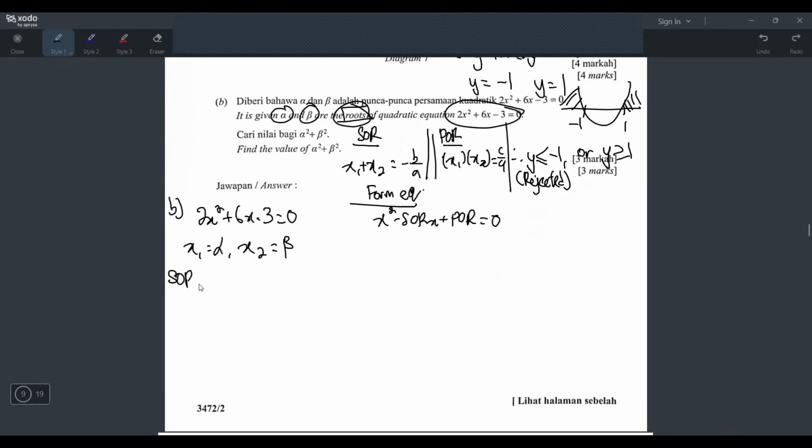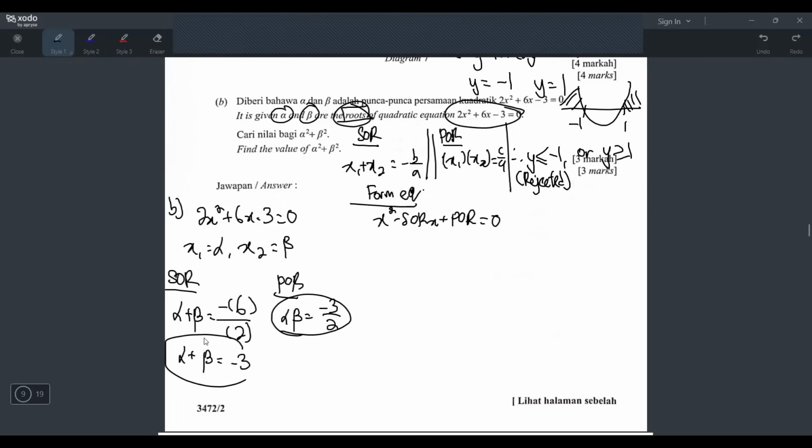Now we can do the sum of roots. SOR in Bahasa Melayu is hasil tambah punca. So the sum of roots, alpha plus beta, equals negative b over a. So what is b and what is a? The b is 6, the a is 2. So alpha plus beta equals negative 3. What about the POR? POR means hasil darab punca. So it will be alpha times beta equals c over a, which is negative 3 over 2, right? So now we have these two things, but they want to find the value of alpha square plus beta square.